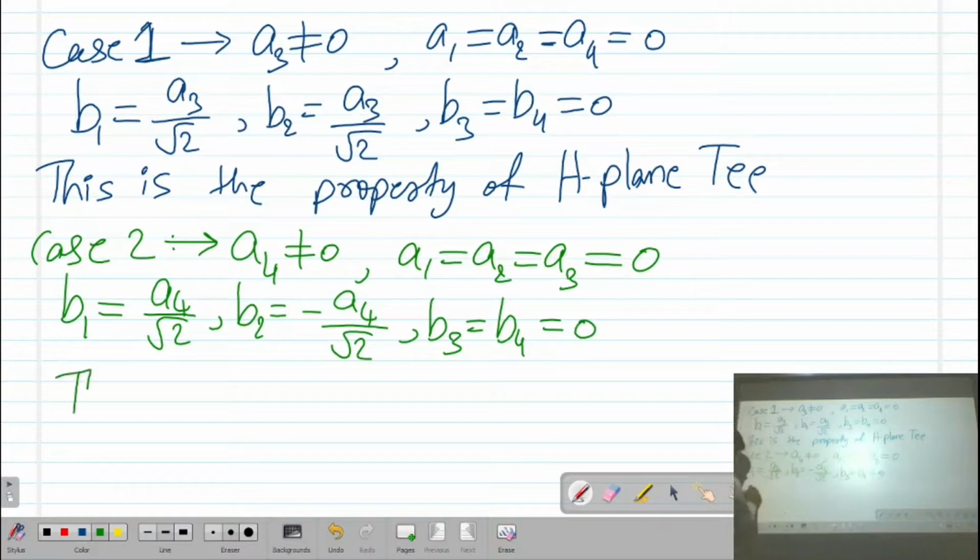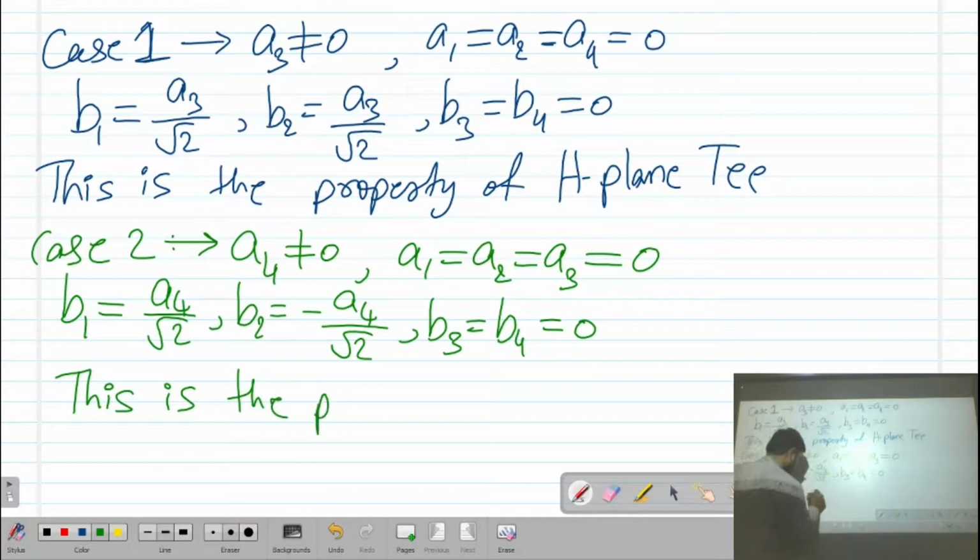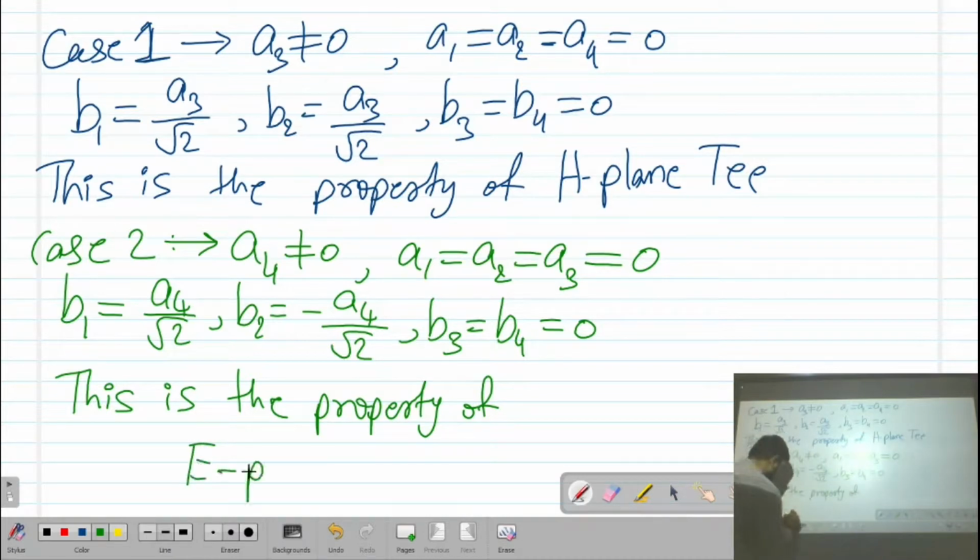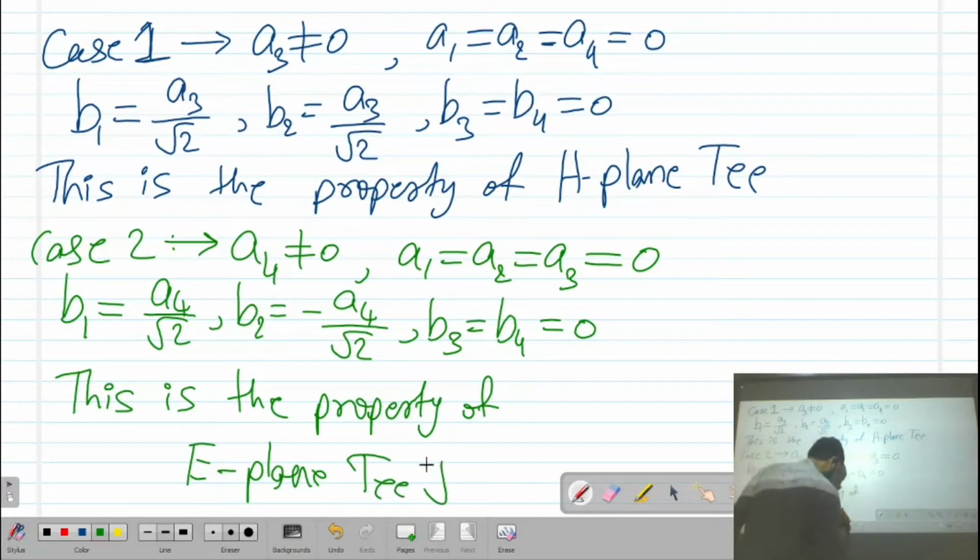This is the property of E-plane T junction. Okay. Now we will take case number 3.